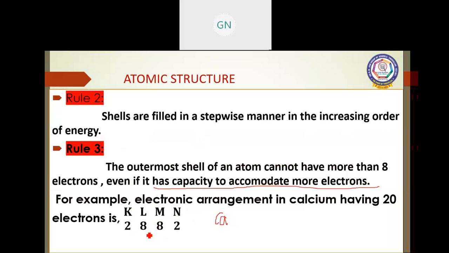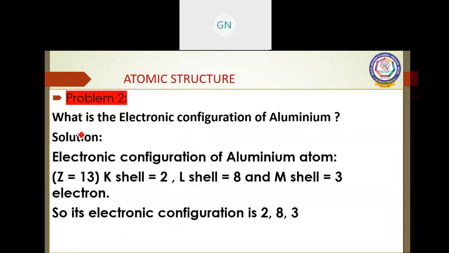For example, the electronic configuration of calcium, atomic number 20. Ca, calcium 20: K shell 2 electrons, L 8 electrons, M 8 electrons, N 2 electrons. So 20 electrons can be occupied like this. We have to write the electronic configuration like this.